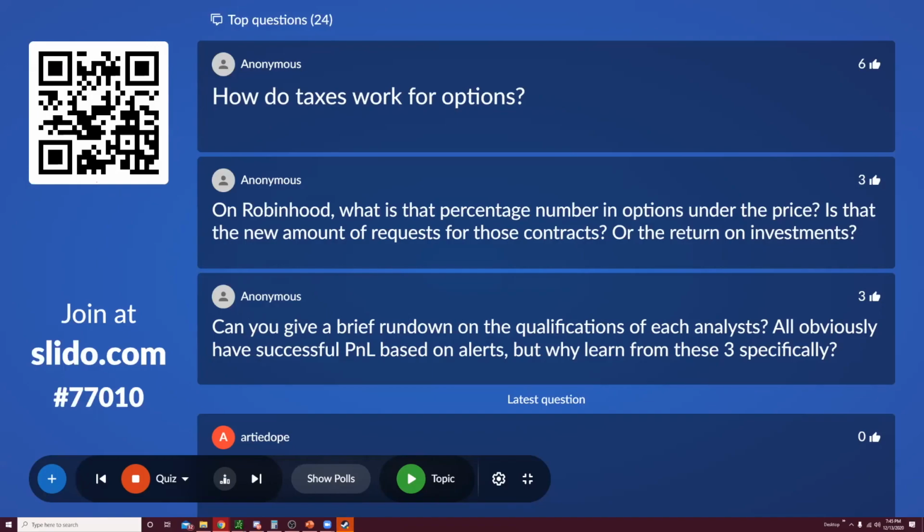But how do taxes work for options? This is a pretty big question. I want to mention that I'm not a CPA, so if you have tax questions, I recommend that you go find a CPA or tax accountant. But in general, taxes for options work just like taxes for stocks. They're treated as securities. So if you buy today and sell tomorrow, and it's a gain, it's a gain, just like you'd be taxed on a stock. And if it's a loss, it's a loss, just as you'd be taxed on a loss on a stock.